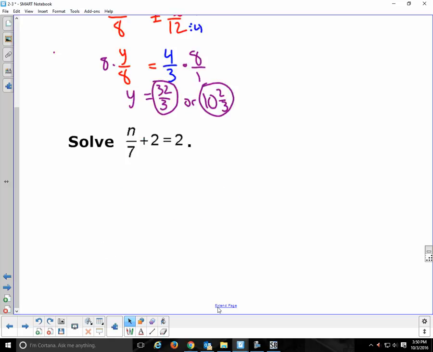I'm assuming you paused it. I'm assuming you tried it on your own. What you get for this one is that N equals 0. If you didn't get N equals 0, watch the linked video or below in the problems here and see how it's done.